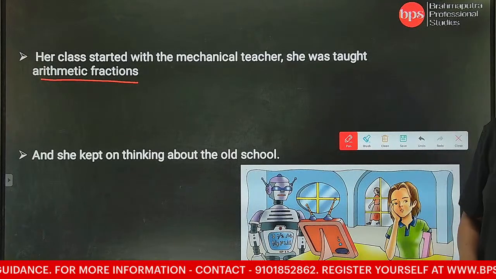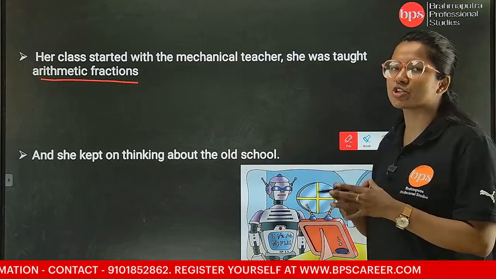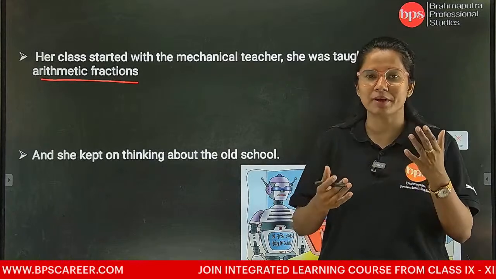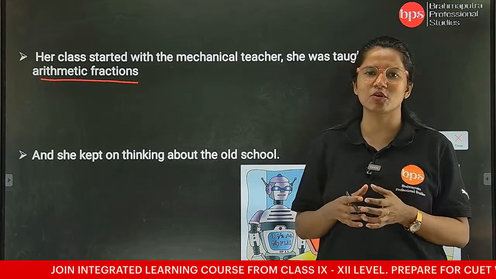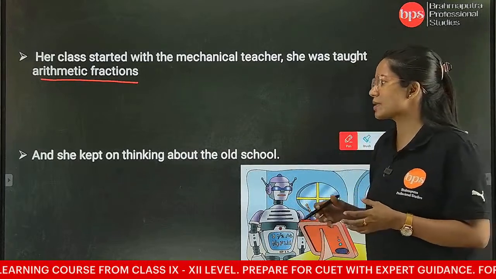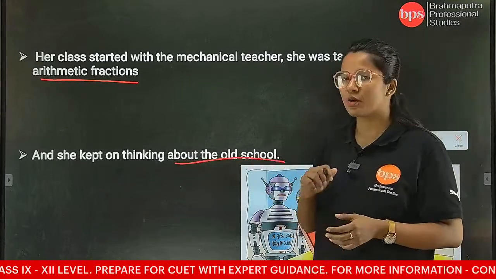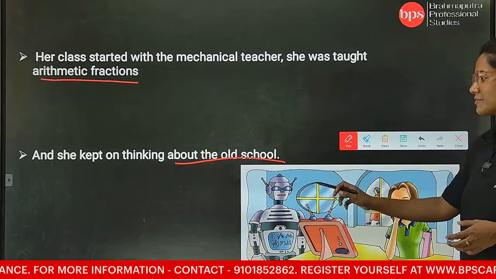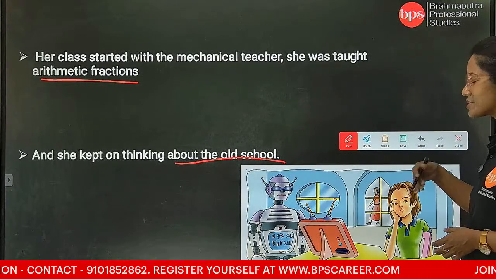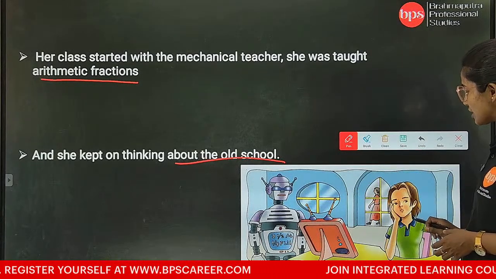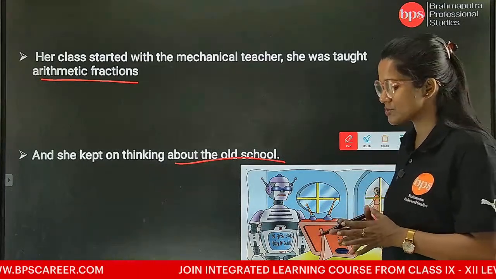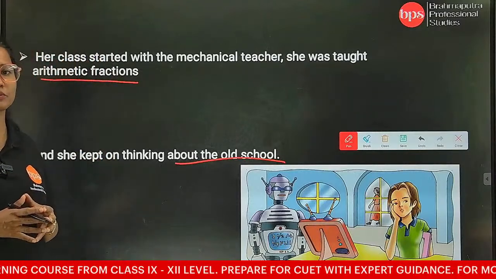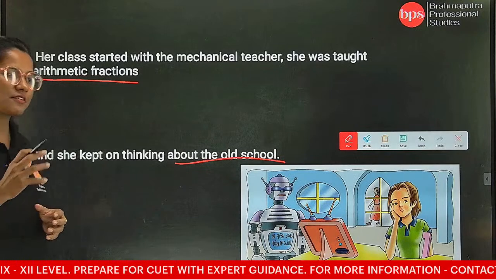So when the mechanical teacher was delivering the lecture on fractions, telling about 1/2, 1/4, 1/3 and all these fractions, Margie was actually thinking about the old school. Why? Because this is the scene. We can just imagine that though the robot was giving the classes on the screen, her mother was in the other room. And Margie was in a pensive mood, thinking about the other school, that is the funny school.